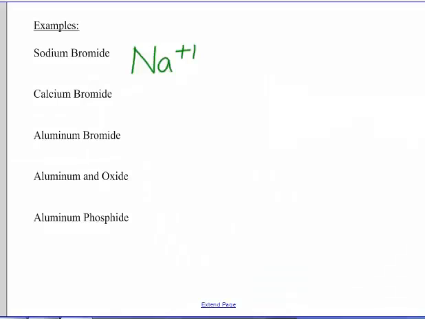We'll start with sodium bromide. The cation in this case is sodium. Na has a positive 1 charge. We know this because it's an alkali metal in the first group of the periodic table. Bromide comes from the halogen bromine, Br with a negative 1 charge. So we have the cation with its charge, Na+1, and the anion with its charge, Br-1.